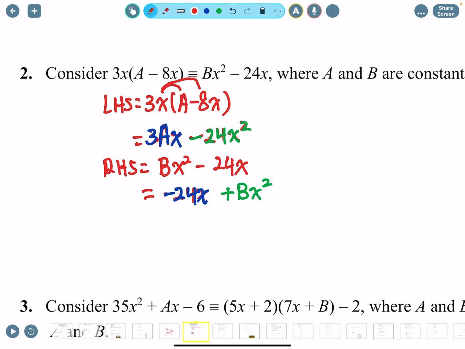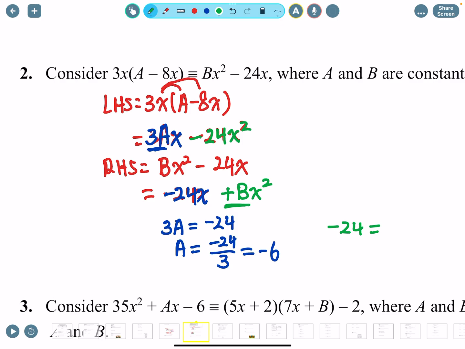Then for the blue one, the x, we're gonna take out what is in front of x. So 3a is supposed to be equals to negative 24. Then if you solve a, it's negative 24 divided by 3, which is negative 8. Now for b, we're gonna take what's in front of x squared. Negative 24 equals to, in front of x squared here, b. So b equals directly to negative 24.